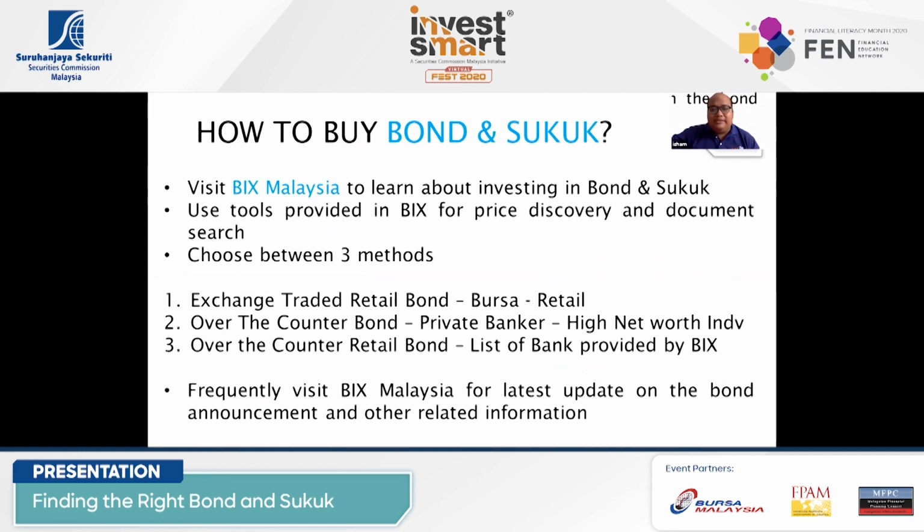The second one is only for high net worth individuals, which is the over the counter bond. If you are a high net worth individual, you can go to your private banker and say that you want to buy a certain bond. They can buy it for you. And number three is a list of banks provided by Bid. Bid has this list of eligible distributors, and these eligible distributors can sell bond directly to retail investors as well. We have it on our website.